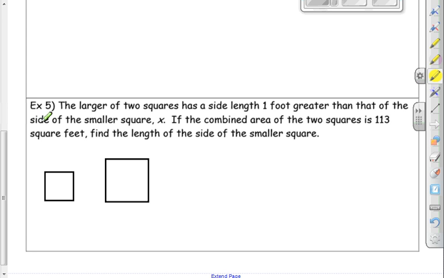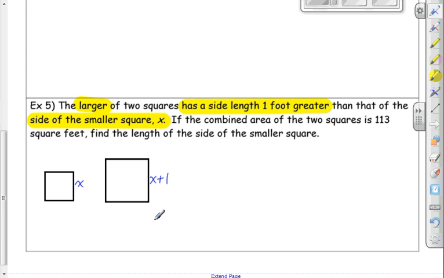So what's nice about this problem is that they've defined the variable for us already. They've told us that the side of the smaller square is going to be represented as x. So I would advise drawing a picture, two squares, smaller square, larger square, labeling the smaller square with the side length of x, going back into your problem and finding that the larger has a side length 1 foot greater than the smaller square.